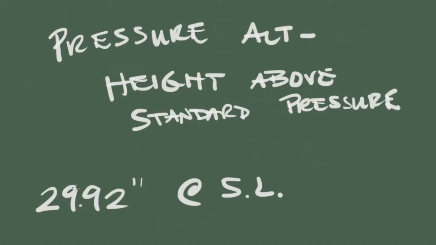So if the pressure at sea level is actually standard, then our pressure altitude is just our altitude above sea level, plain and simple. The thing is that pressure changes. So pressure isn't always 29.92 at sea level. It can be a little bit higher, it can be a little bit lower. And that's where the idea of pressure altitude gets a little bit more difficult.